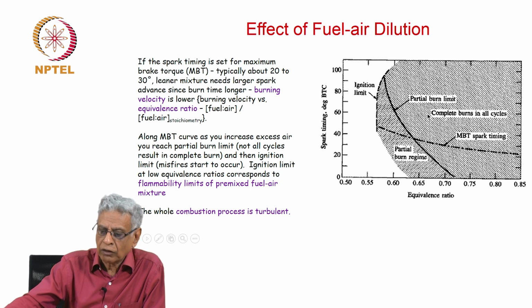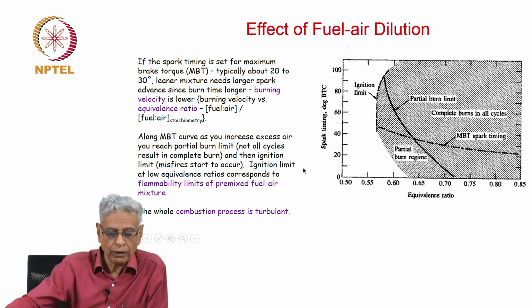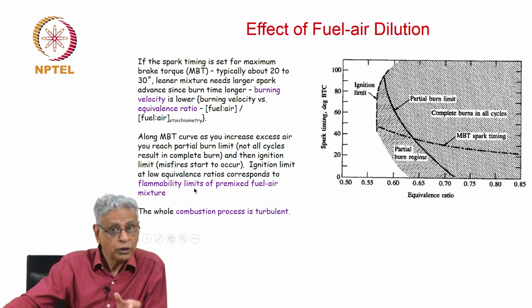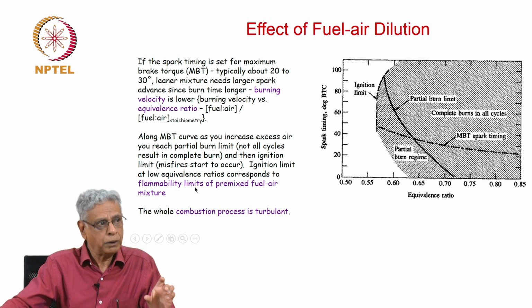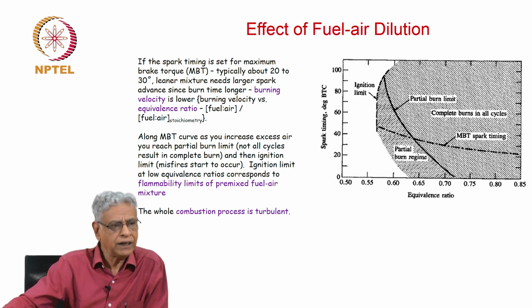You see that in this curve, as you increase the excess air, that means as you come towards the leaner side, that means reduce the equivalence ratio, you will find that the spark timing increases for the reasons which I just now mentioned. There is also an ignition limit at the lower equivalence ratios, and this corresponds to flammability limits of premixed fuel air mixture. So, this is a subject which is normally taught in premixed flames, and is relevant in this case. Of course, the whole combustion process inside is turbulent.